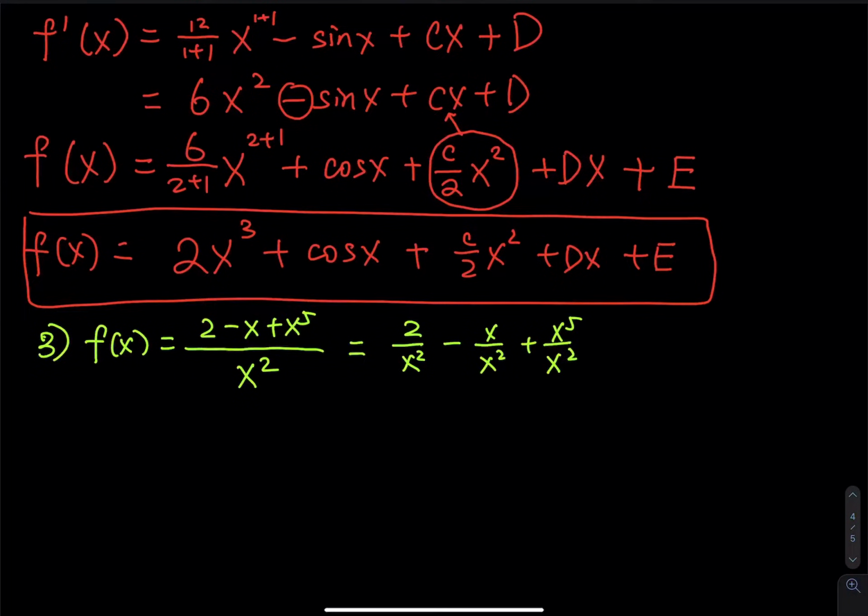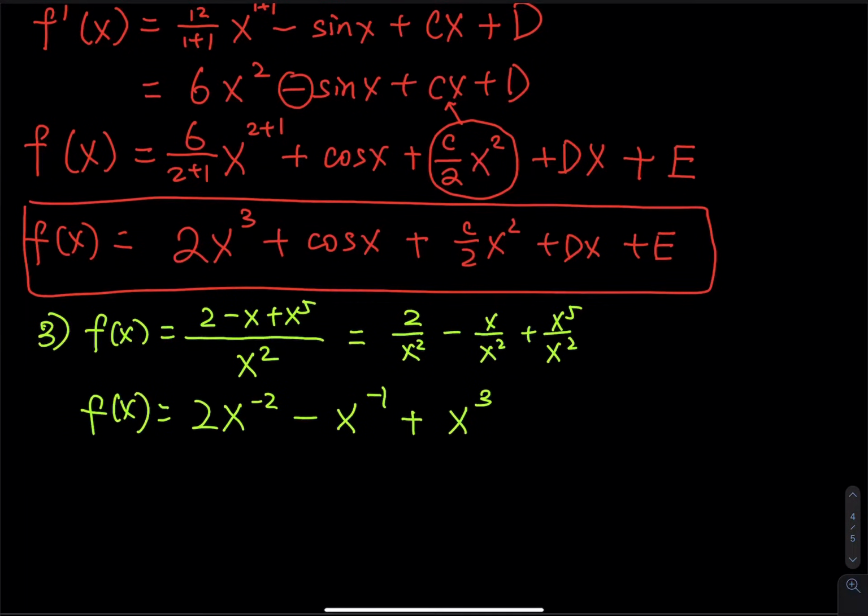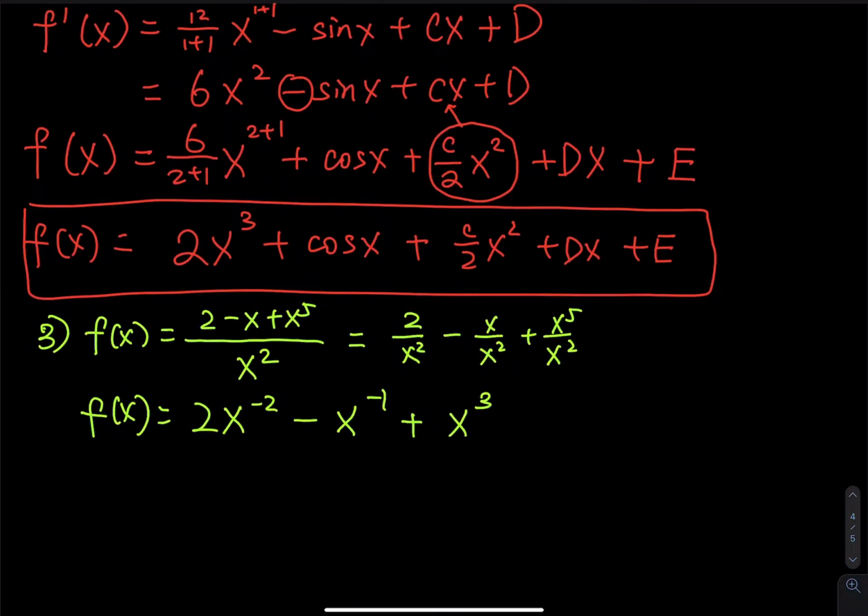So that is f of x equals 2 times x to the negative 2. And then this is x to the negative 1. And then this is x to the 5 minus 2, which is 3. And then when you find the antiderivative, one formula that I would like to remind you is the derivative of ln x is equal to 1 over x, which is x to the negative 1.